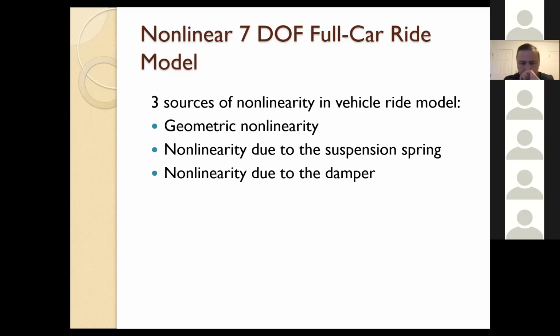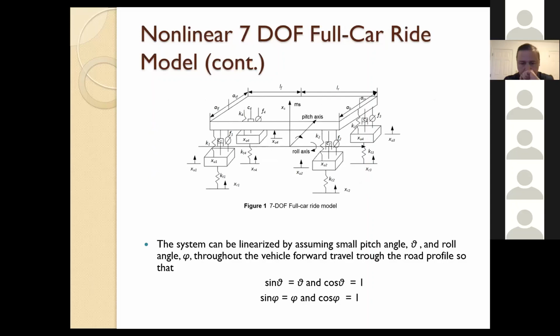Mainly, most of the discrete systems that people implement are linear systems. So we raised the question to ourselves whether, if we introduce nonlinearity, it will make a difference or not. So this was the first question in this research. And we can classify the different types of nonlinearity into geometric nonlinearity, which would be inherent to the geometry of the system, and then nonlinearity due to the suspension spring, and nonlinearity due to the damper. So these are the three main types of nonlinearity that can be introduced into the discrete system.